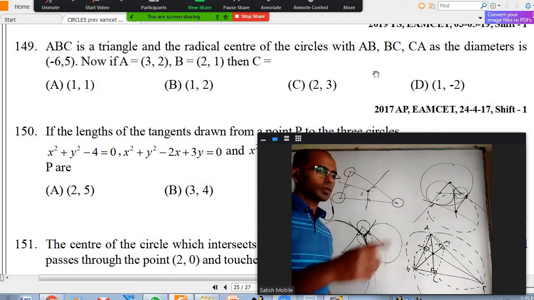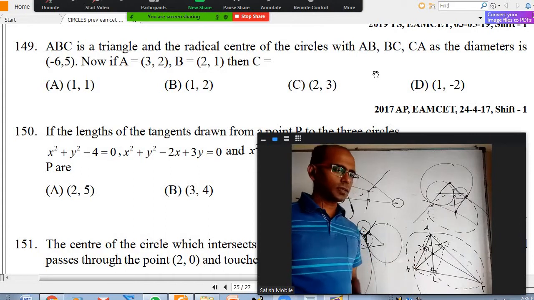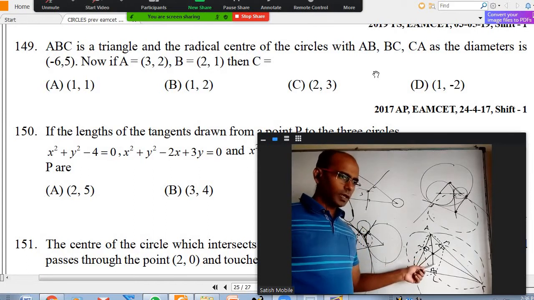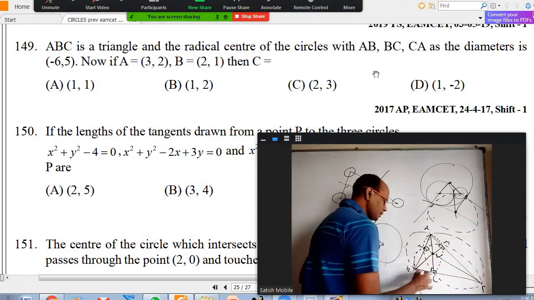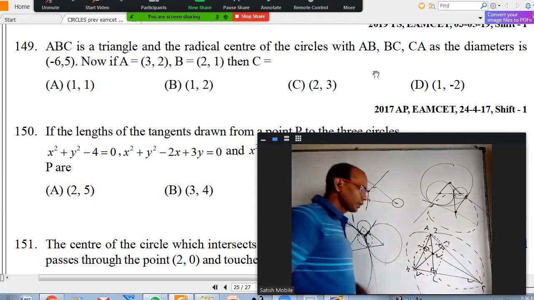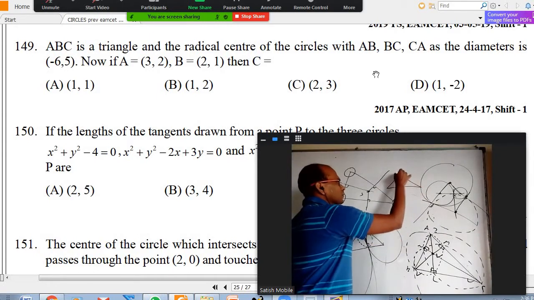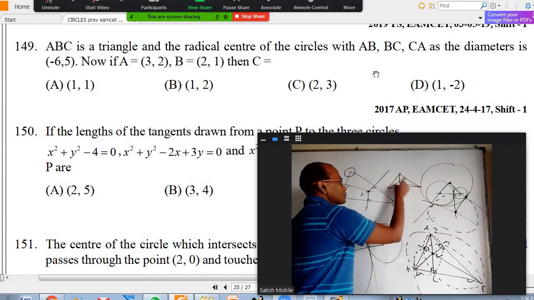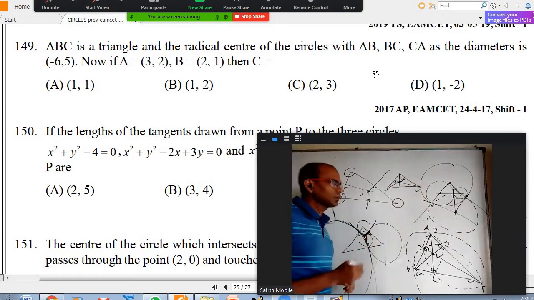Okay. Now coming to the present question, they said ABC is a triangle. The radical center is given, and B and C are given. They want A. It is like the altitude is given, B is given, C is given. You have to find A. I'm sure in first year you have this kind of question. This is one altitude. This is one altitude. This is one altitude. This is given. This is given. Indirectly, orthocenter is given. They want to find A.